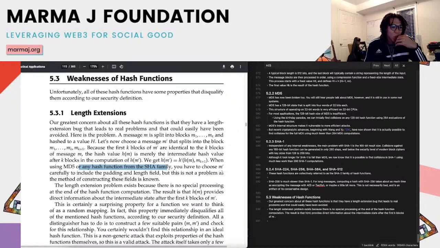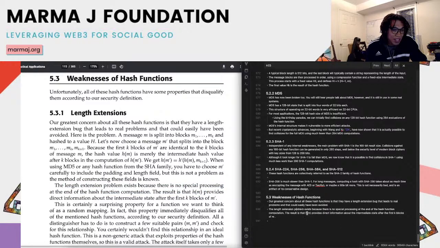you have to choose M prime, your other message, carefully to include the padding and length field. But this is no problem, as the method of constructing these fields is known, so someone else could just construct the fields the same way. The length extension problem exists because there's no special processing at the end of the hash function computation. The result is that H of M provides direct information about the intermediate state after the first K blocks.